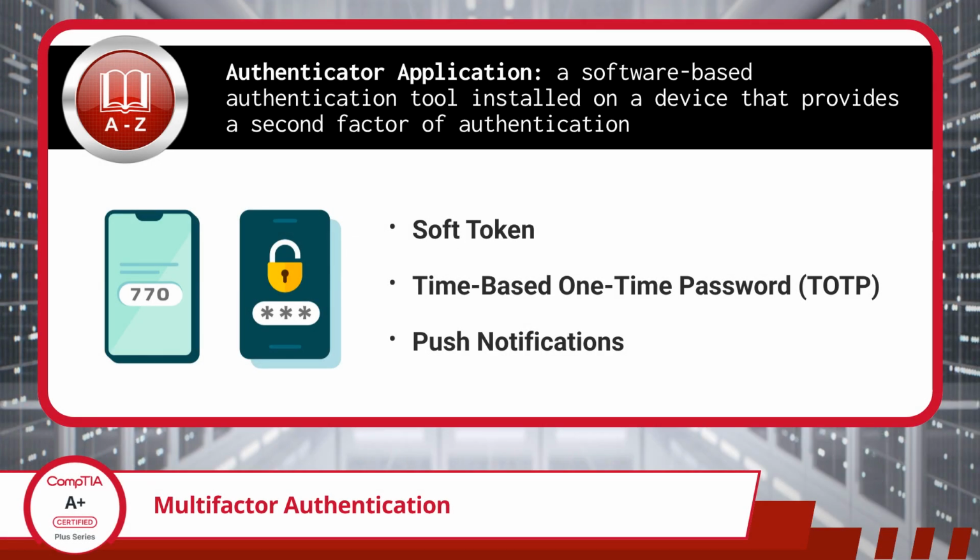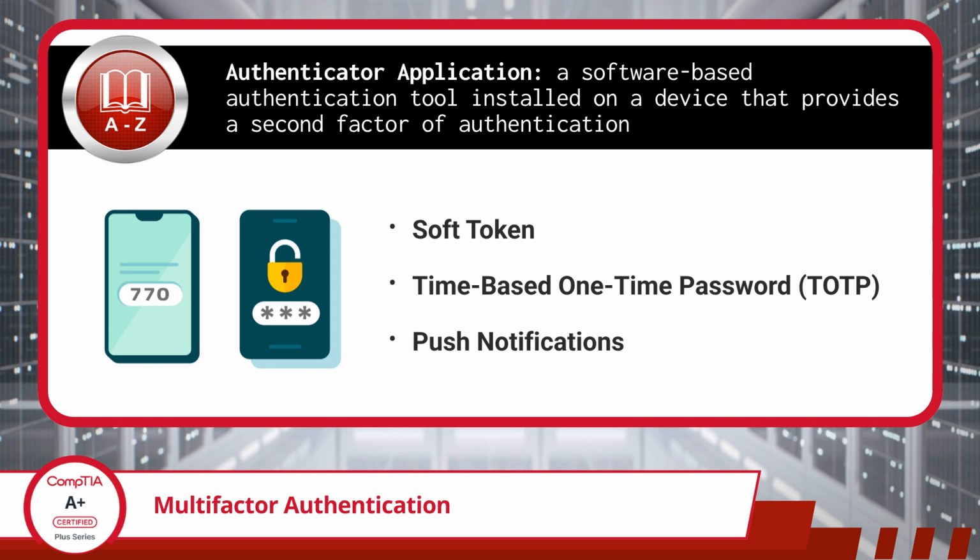Another common MFA method is an authenticator application. An authenticator application is a software-based authentication tool installed on a device that provides a second factor of authentication, often by generating time-based one-time passwords or approving login requests through push notifications. Many authenticator applications function as a soft token, meaning they provide the capabilities of a hardware token through software rather than requiring a separate, dedicated physical device. This makes them scalable, convenient, and widely used in modern environments while still supporting strong authentication practices.